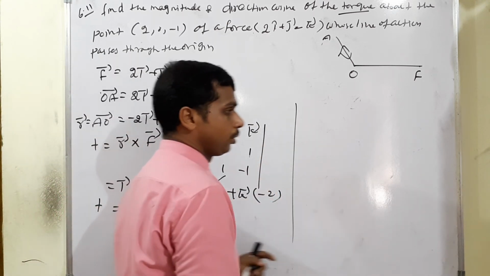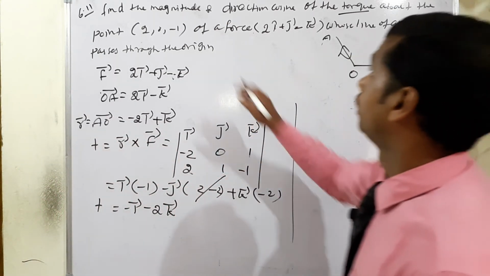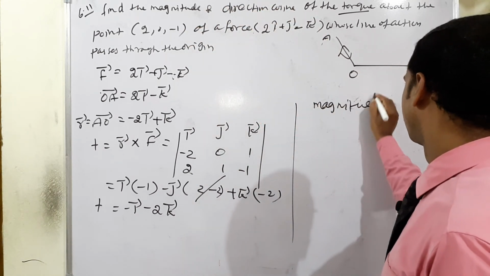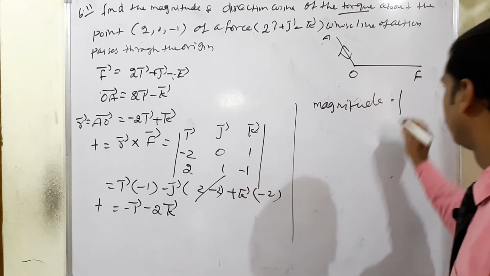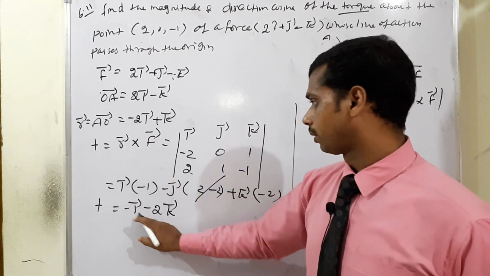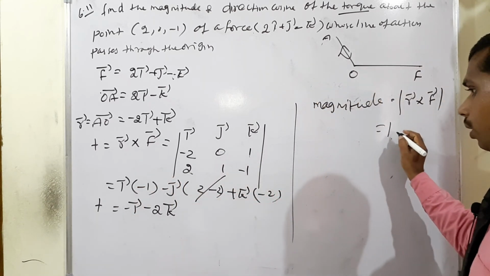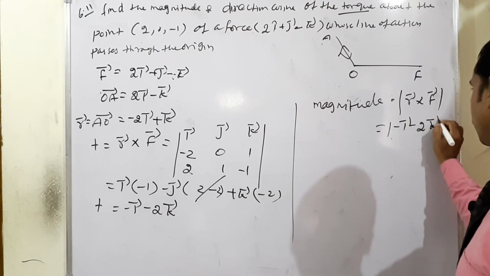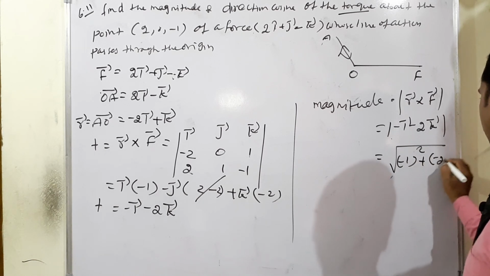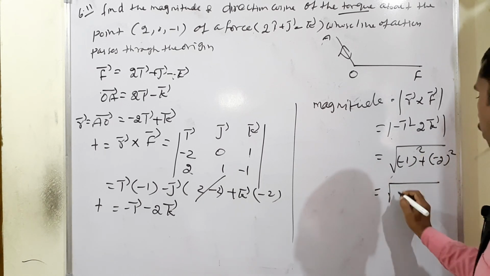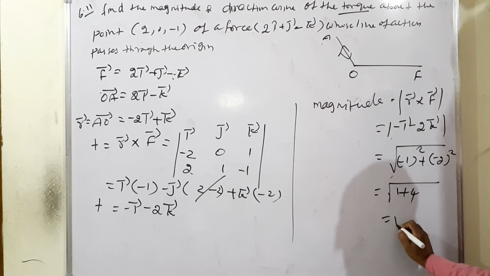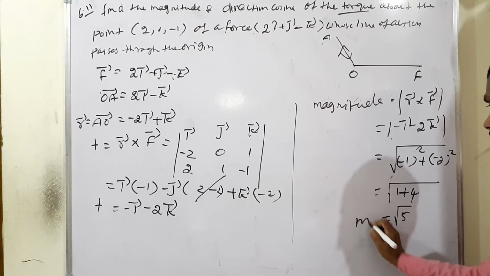We need the magnitude and direction, so find the magnitude and direction. So magnitude means modulus. Magnitude means modulus of r vector cross f vector. Already we found r vector cross f vector is equal to modulus of minus i vector and minus 2k vector. Therefore, square root of minus 1 the whole square plus minus 2 the whole square. Minus 1 the whole square means positive 1. Minus 2 the whole square means positive 4. Therefore, the magnitude is square root of 5.